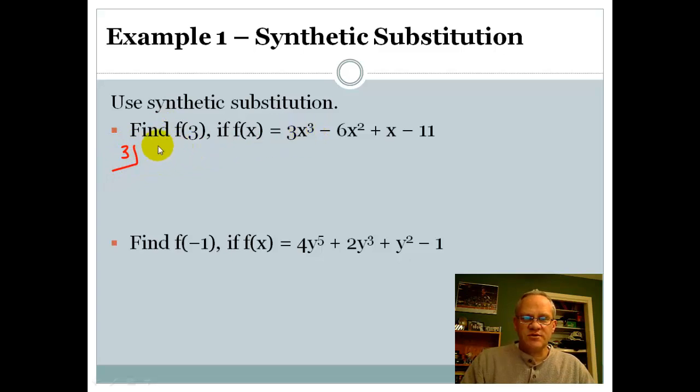So here are our numbers. 3, negative 6, 1, and negative 11.